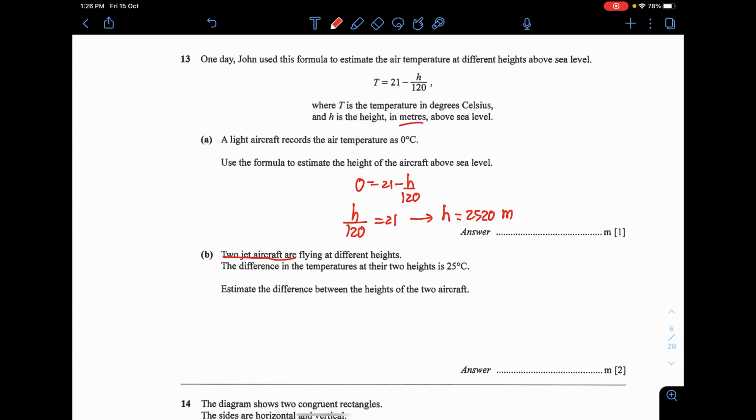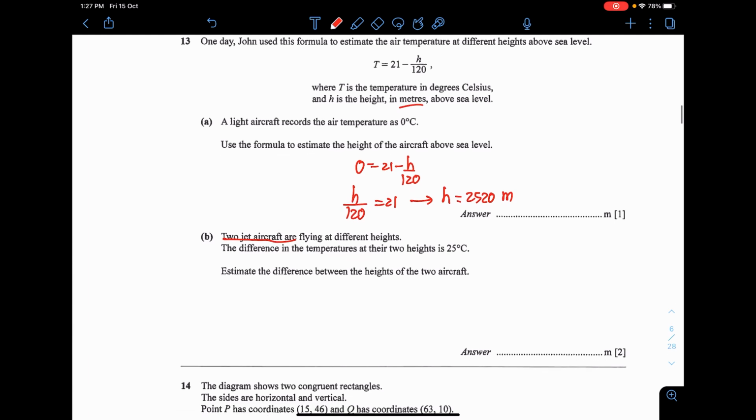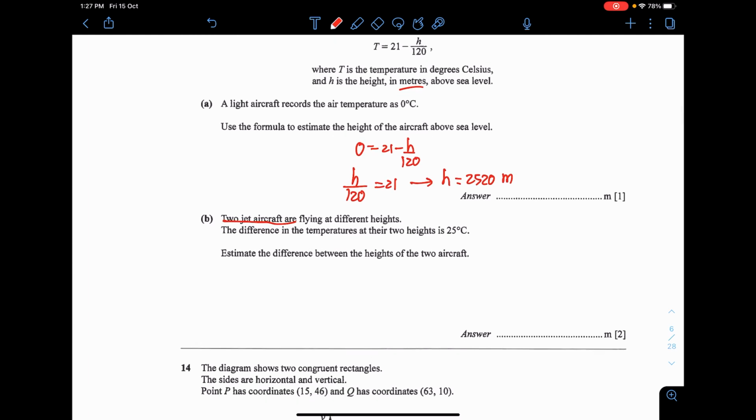Two jet aircraft are flying at different heights. The difference of the temperature is 25 degree. Okay, so how do we actually think about it? There are two temperatures experienced by the two jet aircraft. Each of them has a temperature. Let's just say the aircraft have temperatures of T1 and T2. What they are saying is that T1 minus T2 equals 25 degree. I'm assuming that T1 is the one with the higher temperature, so to speak.